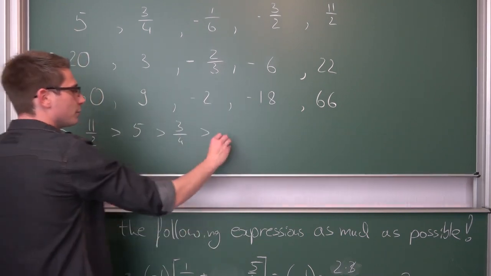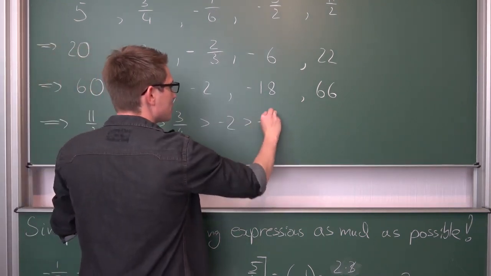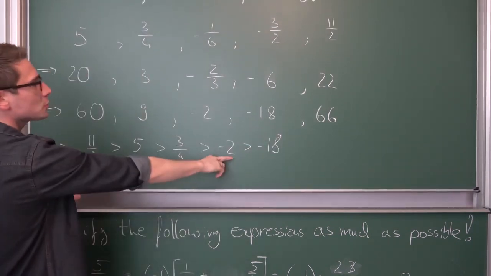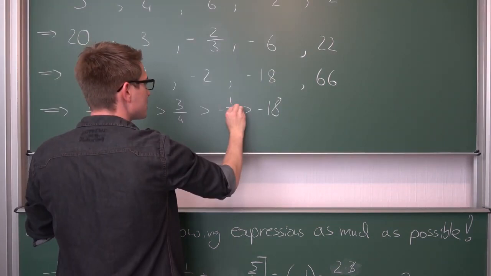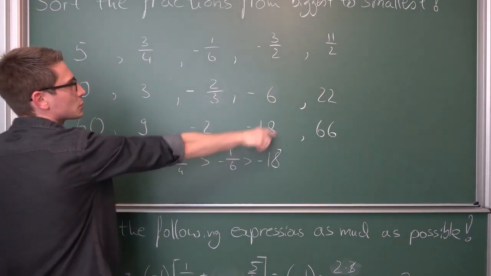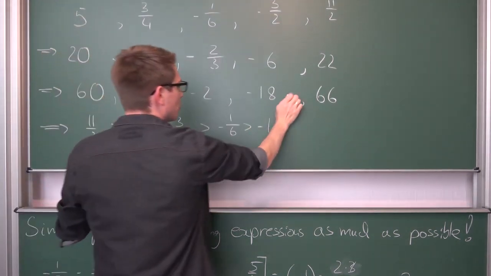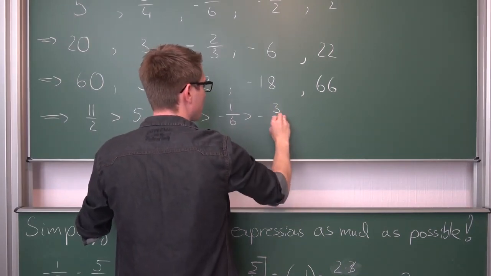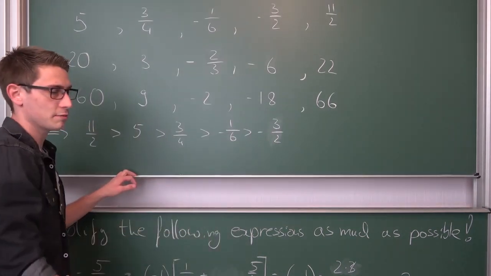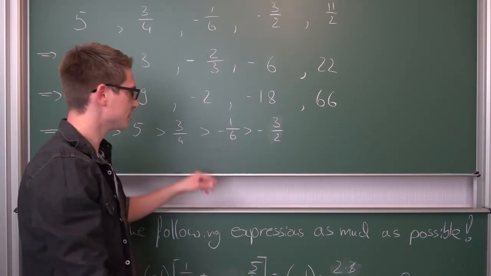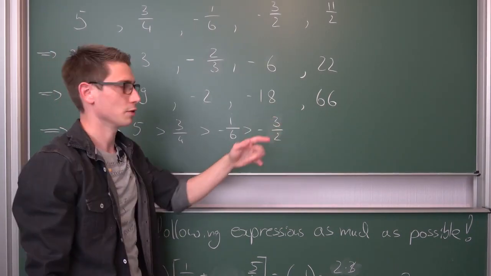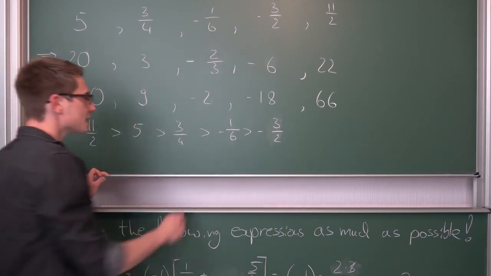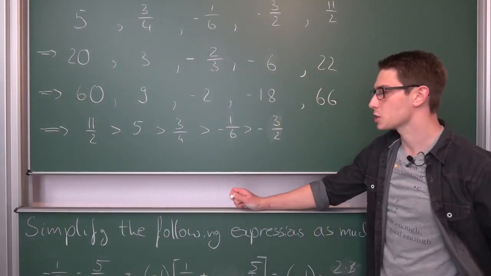So meaning negative 2 is indeed greater than negative 18, but those numbers correspond to negative 1/6 and negative 18 was exactly a negative 3 over 2 here. Negative 1/6 is something like 0.16, so negative 0.16, and negative 3 over 2 is negative 1.5. So it makes perfect sense. And thus we have ordered those fractions by their size.